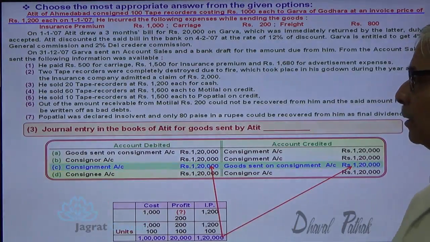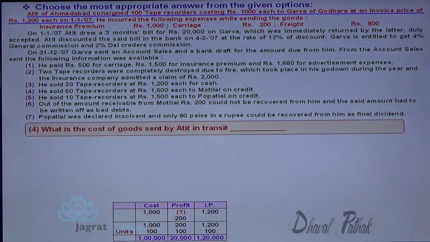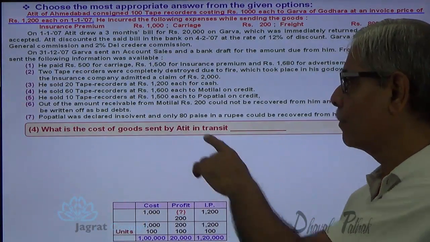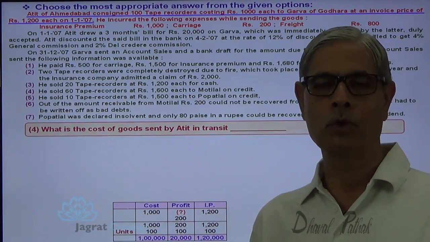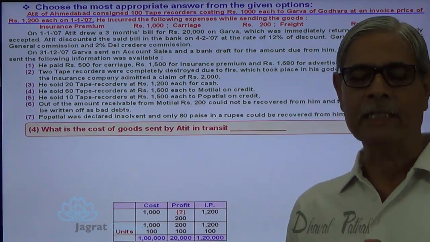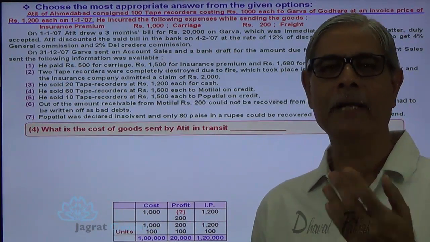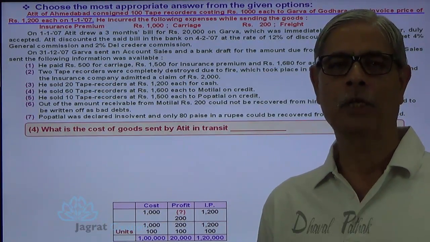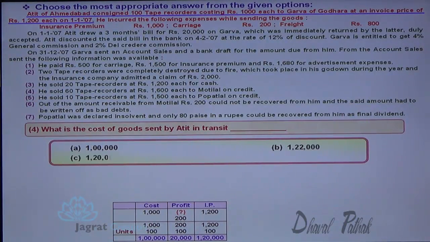Now the third multiple choice question is over. Look at the fourth one. What is the cost of goods sent by Atit in transit? Now we have to find out the cost of goods in transit. So whatever expenses are incurred for sending the goods, those expenses are to be added to the cost, and by addition you get the cost of goods in transit. Let me prepare a working note for that. So various options are given to you.